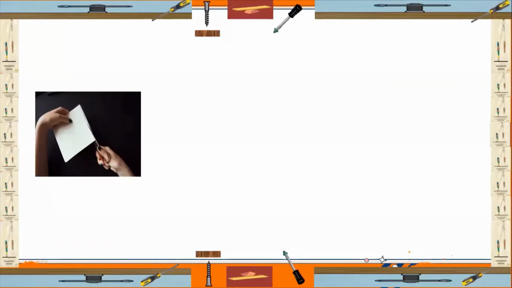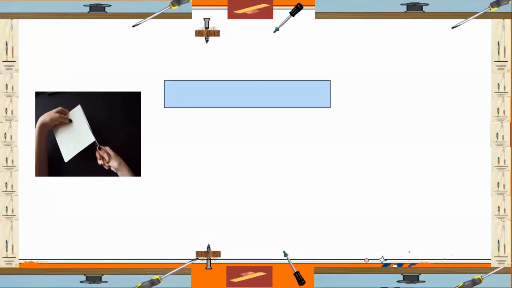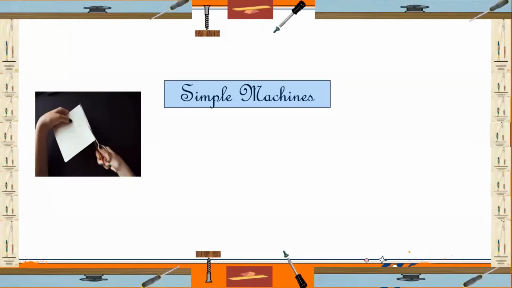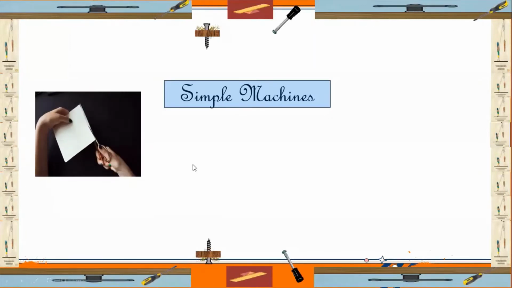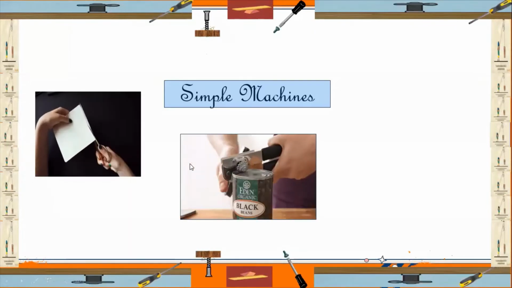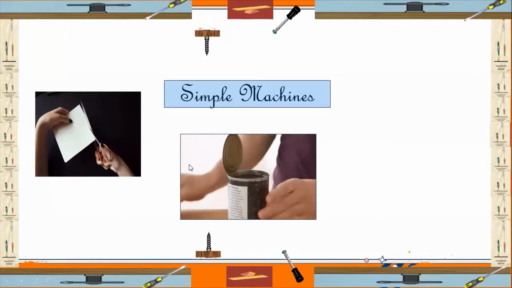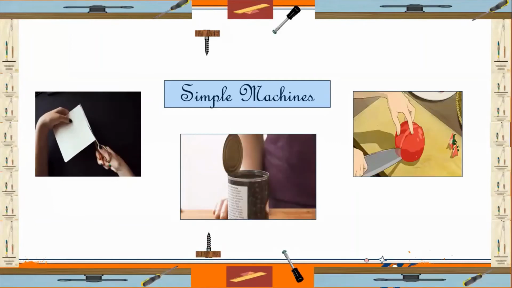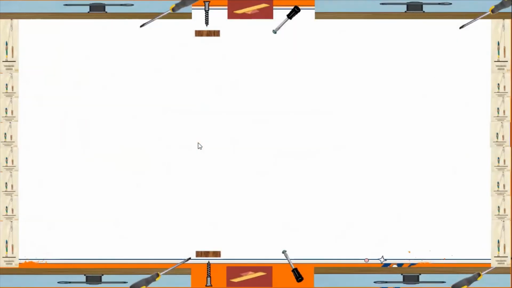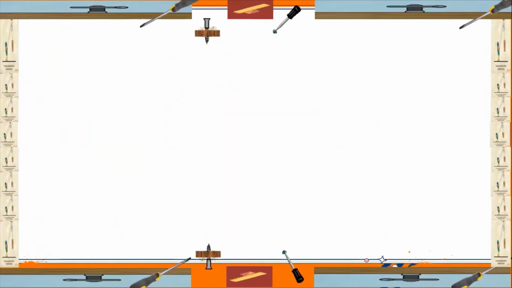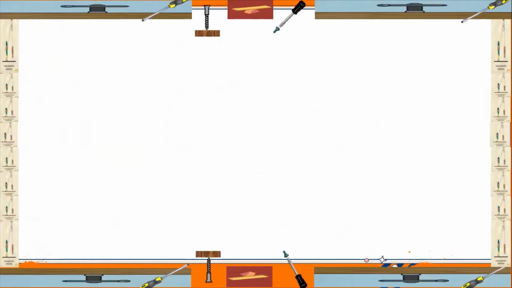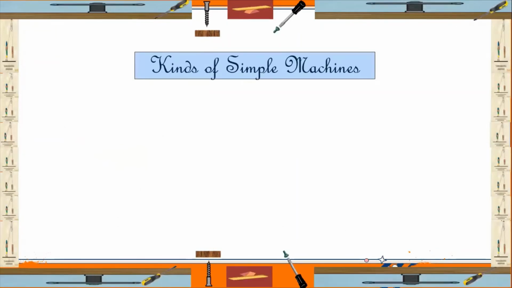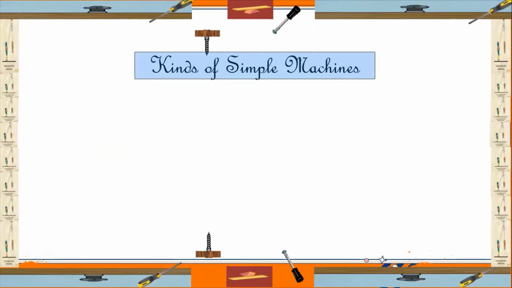Now, what is a simple machine? You are using a simple machine when you cut paper with a pair of scissors, right? You are using a spoon to lift the lid of a tin or cut an apple with a knife. These are all examples of simple machines. Students, a simple machine helps to make your work easier. It can turn the force of your hand into a form of movement that helps you to do work.